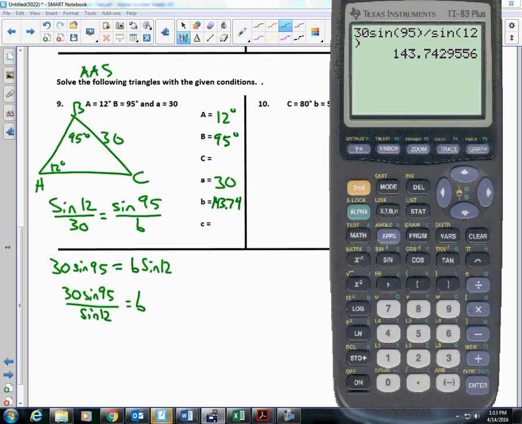All right. Can I then find angle C? How? Yep, 180 minus 95 minus 12. I get 73. That was easy. Can I find side C? Yeah. Sine of.